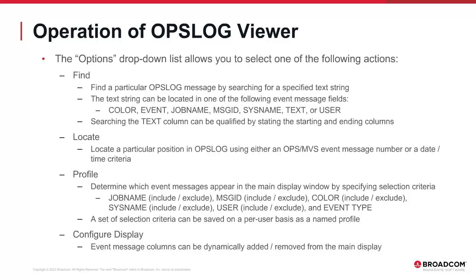Once you have defined a set of event selection criteria, this set can be saved on a per-user basis as a named profile. Once a profile has been saved, you may select and apply this profile at any future point. The Configure Display option allows you to dynamically select which event record columns are shown in the main display window.